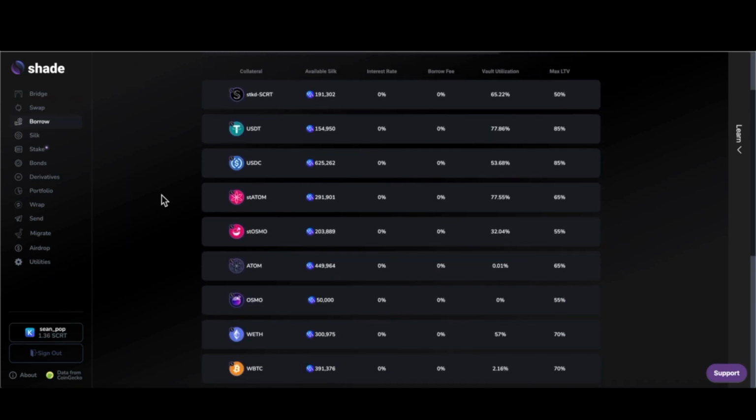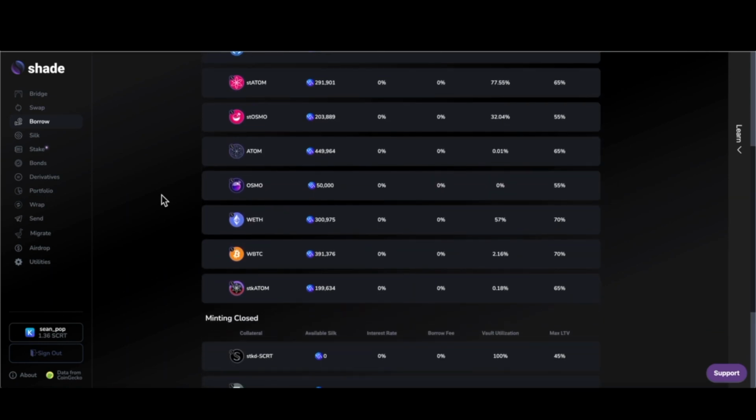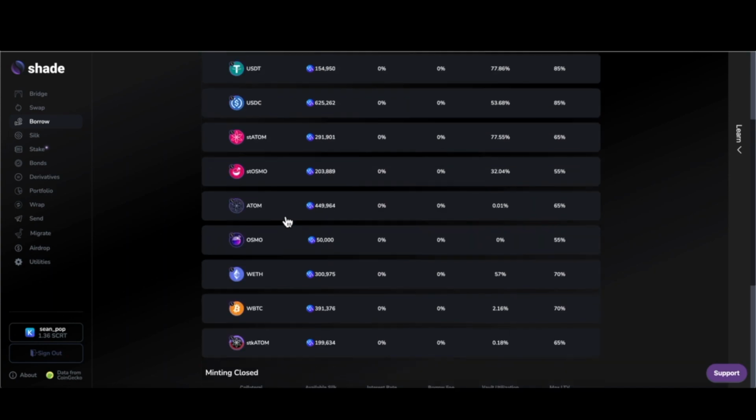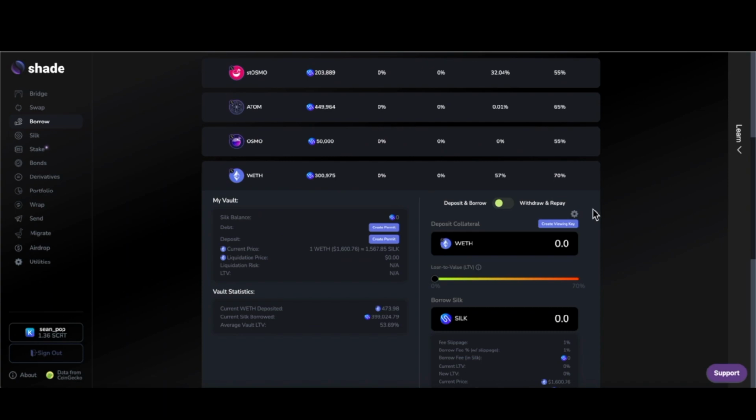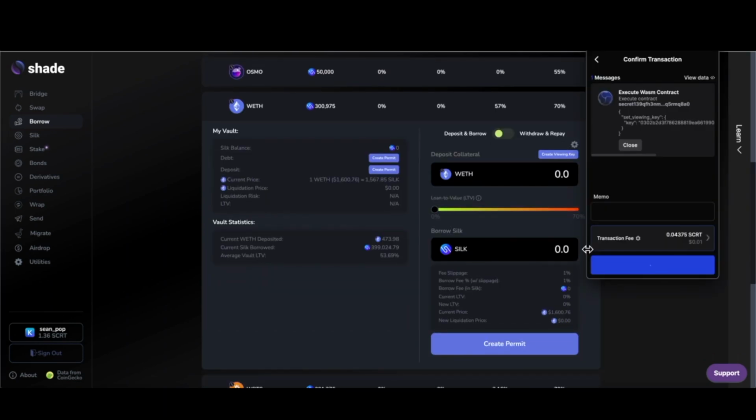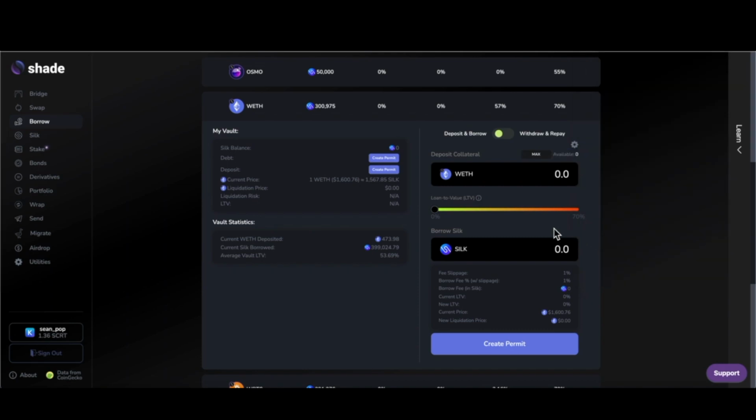You can mint the Silk stablecoin with any of these assets, currently with 0 interest. What you really want to pay attention to as you're doing that is the loan to value ratio that you select, or the LTV ratio. The interface will communicate this to you. You just need to read it carefully.